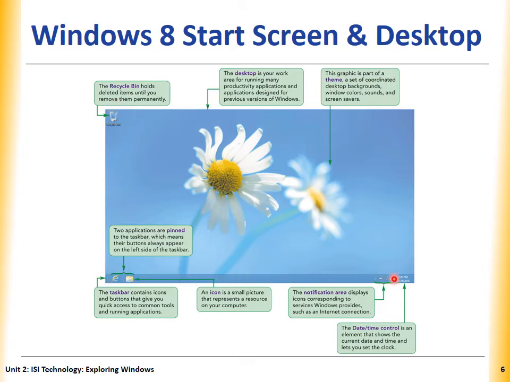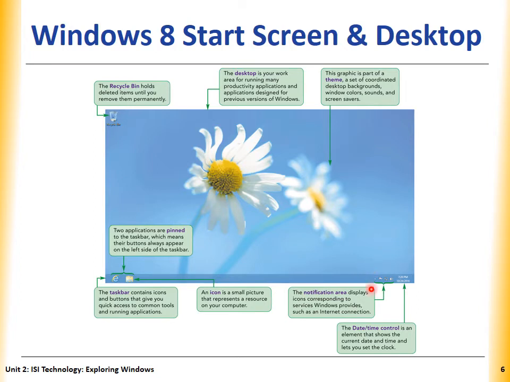This long bar is called the taskbar. This one is an icon. This one is an icon. Do you see this one is for Internet Explorer? It's an icon. This one is for the folder. It's a small picture. These two applications or icons are pinned on the taskbar. They are fixed on the taskbar.